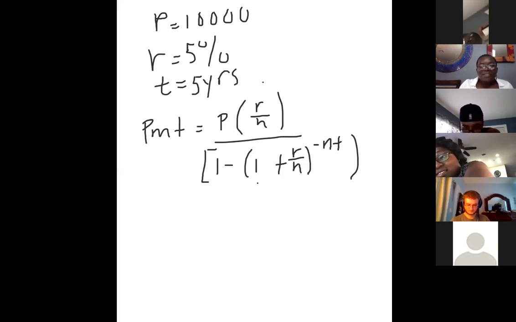Okay. So let's recap this problem. Someone borrowed $10,000 at a rate of 5% for 5 years. So the question is, what is the monthly payment? I've got my payment formula right here on the screen, guys.